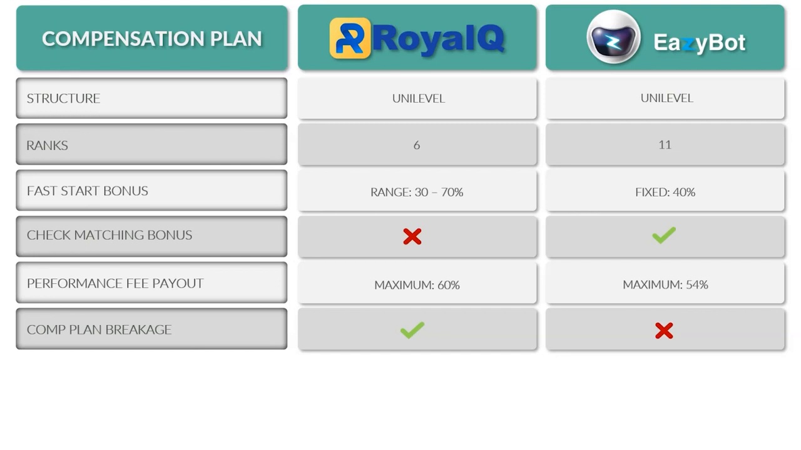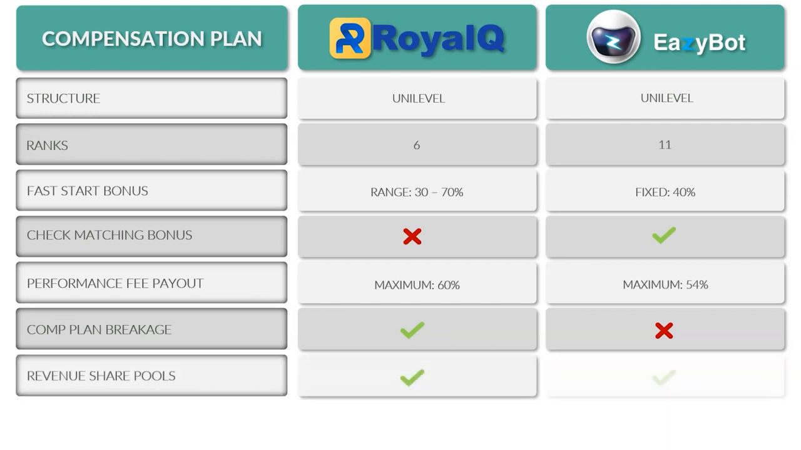With the EazyBot, even if you're a free member, you earn the same commissions as a paid member, and you can sponsor one person that's a big runner that brings in a massive team, and you can basically retire on just sponsoring one person. The direct referral requirements are more easy to achieve with EazyBot as well. With just 5 personal referrals, you can go to the top of the compensation plan, whereas you need 20 with Royal Q. Both have revenue share pools at the top ranks.